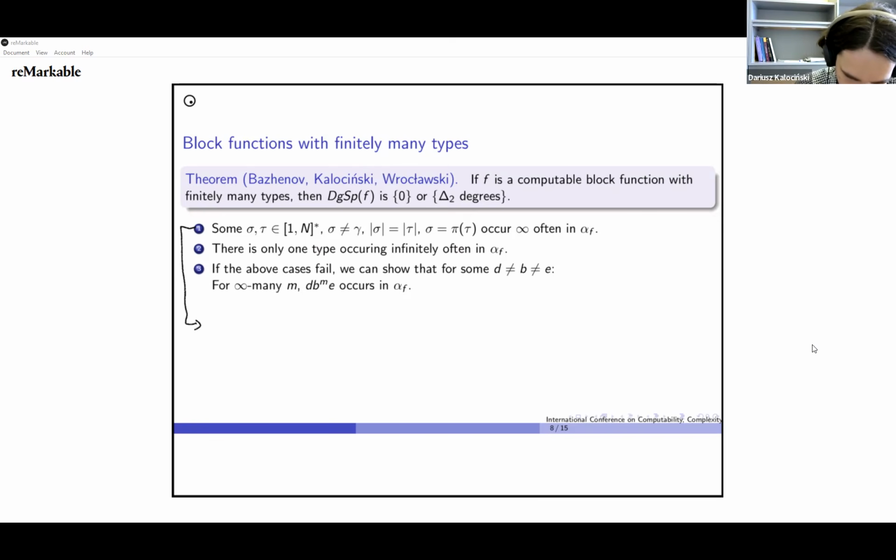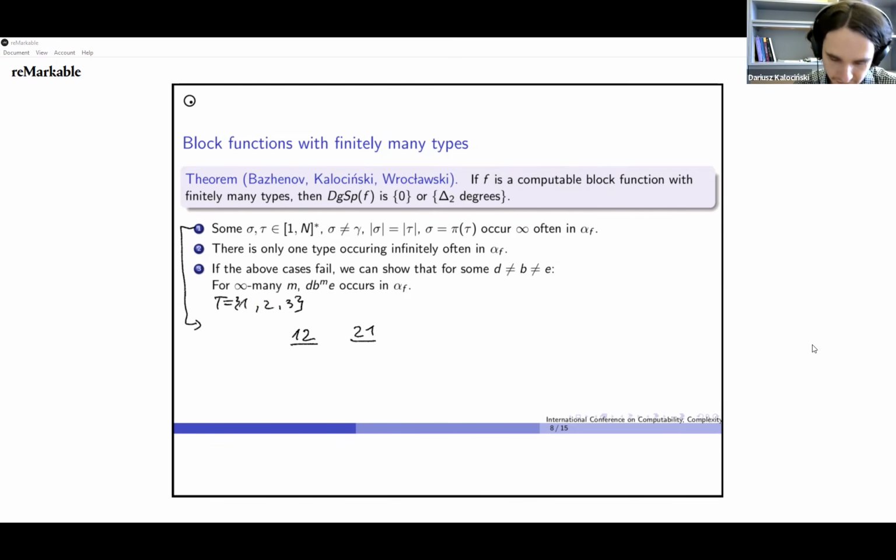I'll give you a very simple example. So we have finitely many types, right? Let's say 3 isomorphism types. And this case says that there exist 2 words over types, let it be 1, 2 and 2, 1, and both of them occur infinitely often in the representation of the function.